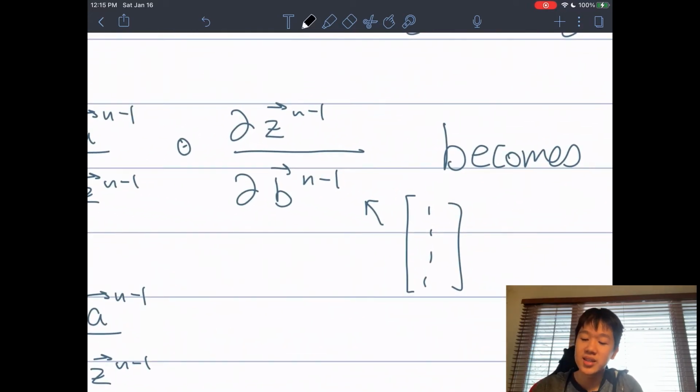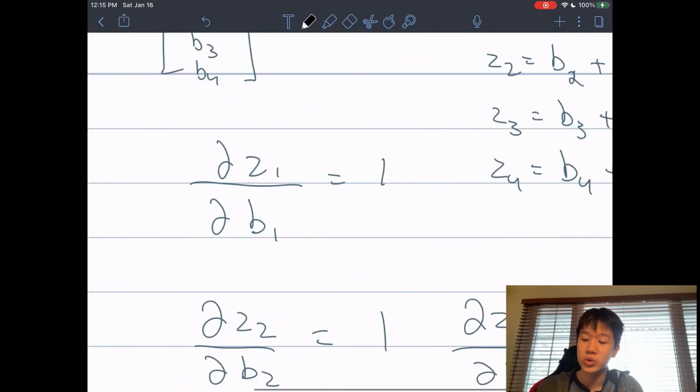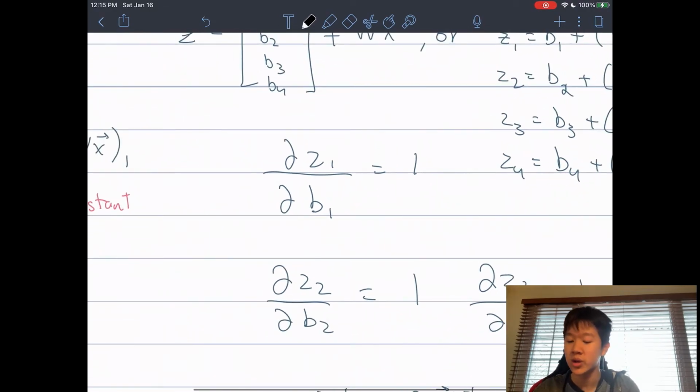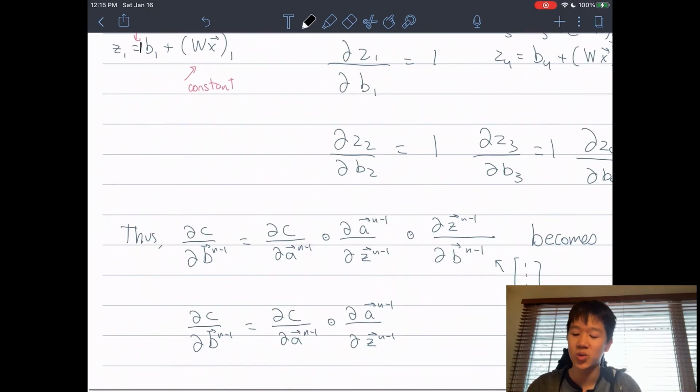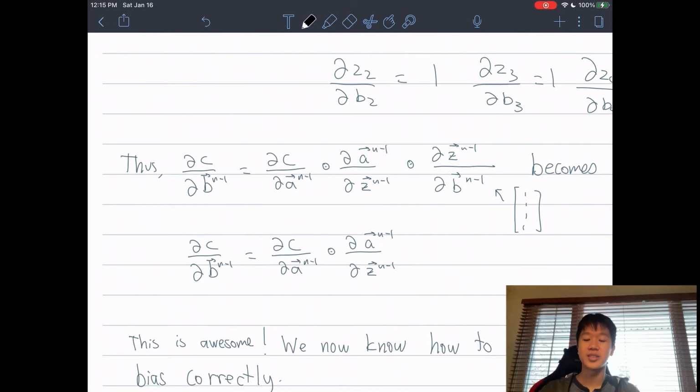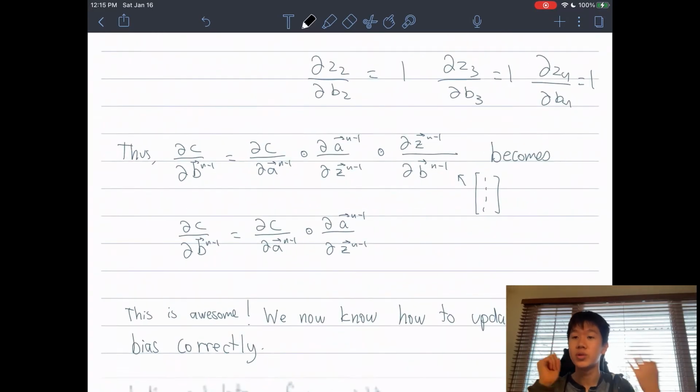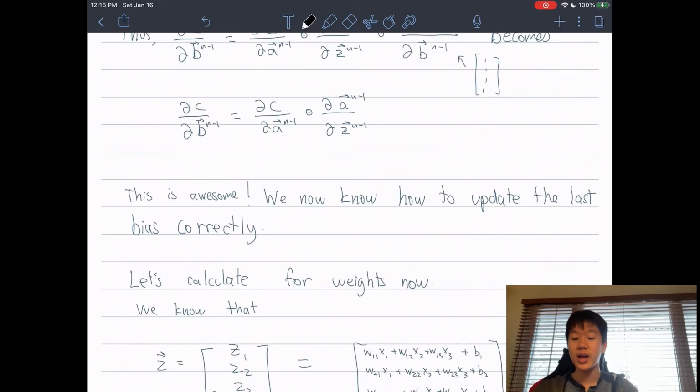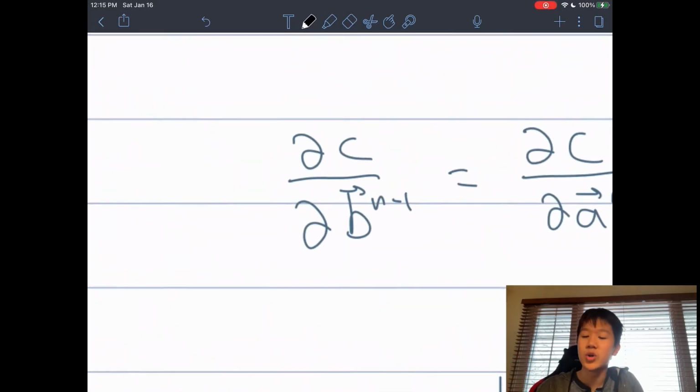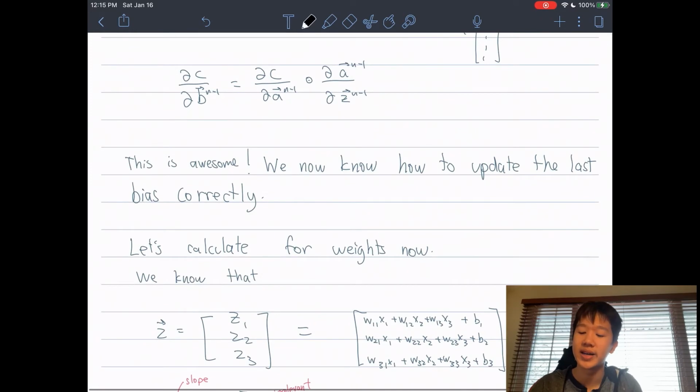And then, as you can see, since this is just 1, 1, 1, 1, 1, 1, as we've just seen here, del z1 over del b1 is 1, del z2 over del b2 is 1, and so on and so forth, we have that del c over del vector b n minus 1 is just equal to del c over del a n minus 1 element-wise product with del a n minus 1 over del z n minus 1, because multiplying by 1 to each element is going to do nothing. So this is awesome. We now know how to update the last biases correctly. So that just means that we're going to take this and then subtract this from the biases.